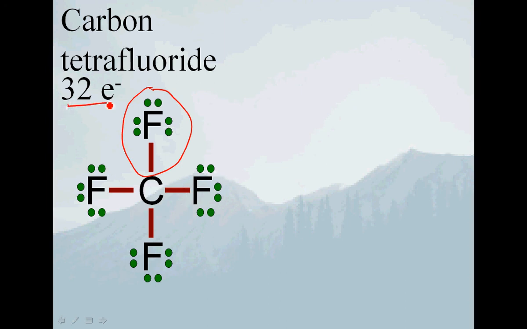Step 4 says place remaining electrons on the central atom. I don't have any. I'm done. Step 5, if the central atom has less than 8 electrons, make a multiple bond. And the central atom, the carbon, oh, look at that. It's got 8 electrons. Its octet is satisfied. Outer atoms, octet satisfied. Central atom, octet satisfied. Done. That's the Lewis structure. That is the Lewis structure for carbon tetrafluoride.